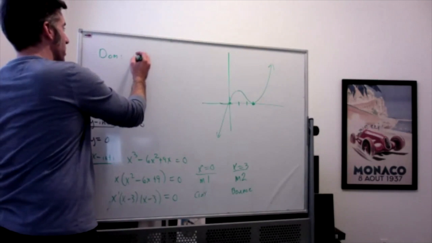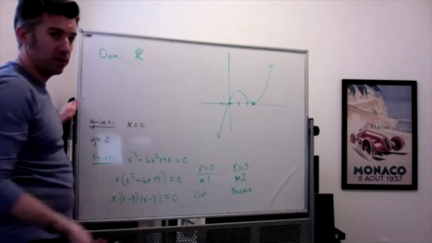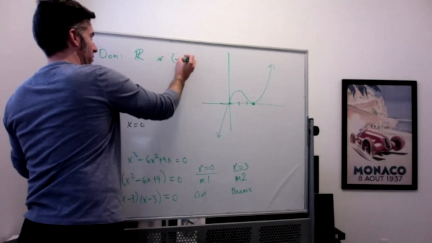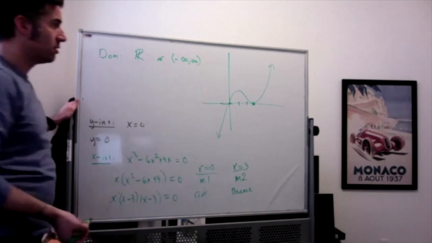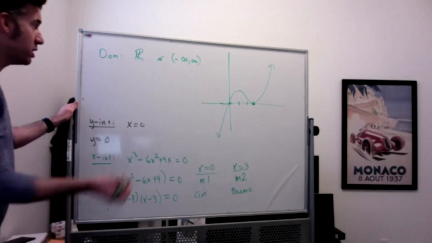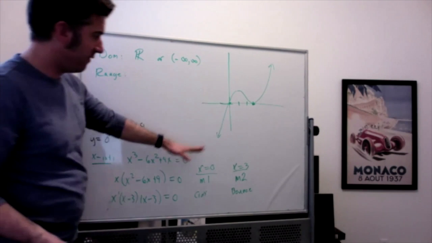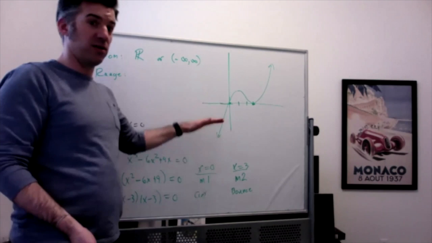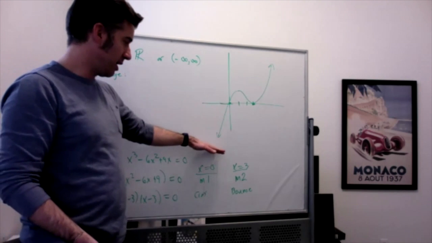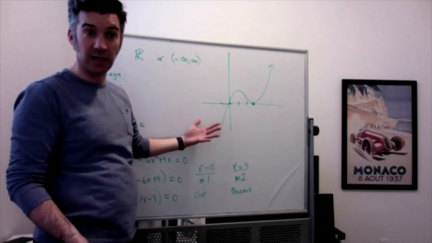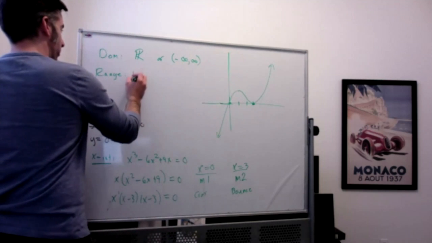So the domain here is all real numbers, which you can write that way, or you can write it as negative infinity to infinity. The range here, well, if we look at the graph, it goes down as low as negative infinity, and we get all the y values from negative infinity to infinity. There's nothing missing. So the range is also everything.